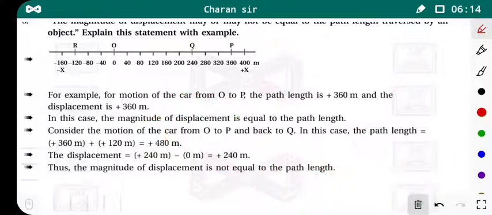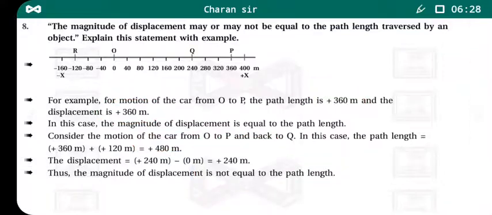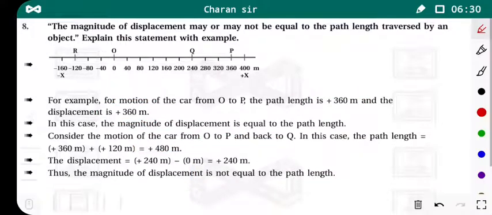Okay, so here we consider two cases. In the first case, the path length and displacement are equal to each other, and in the second case, the path length and displacement are not equal to each other. So from this example, we conclude that the magnitude of the displacement may or may not be equal to the path length traveled by an object.